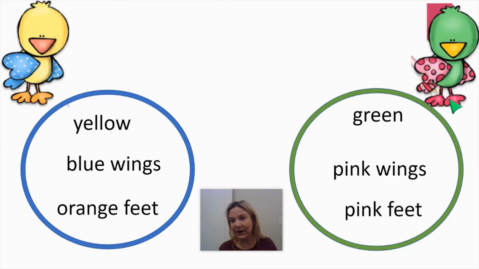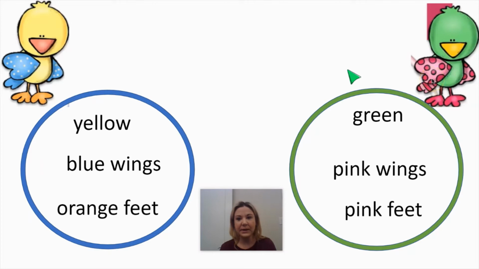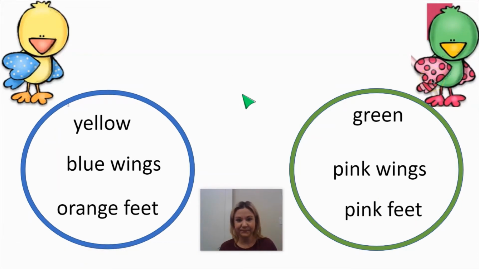Now, this bird is green, okay? It has pink wings and pink feet. So those are the differences. This bird is yellow and this bird is green. This bird has blue wings and this bird has pink wings. This one has orange feet. See that? And this one has pink feet. So those are the differences.